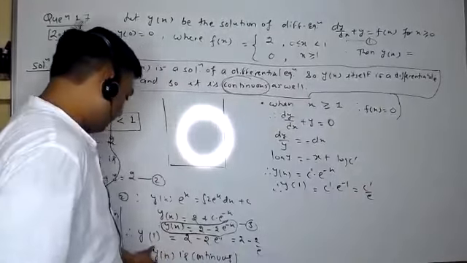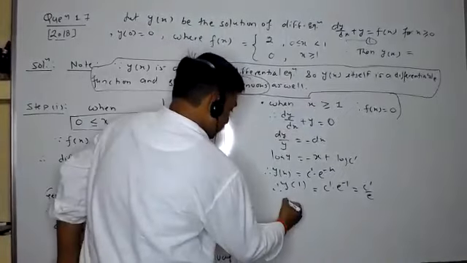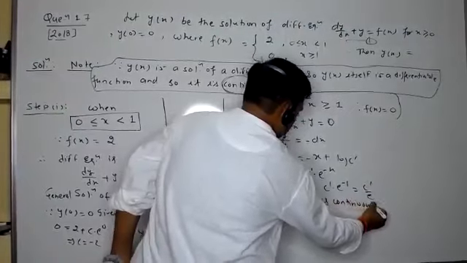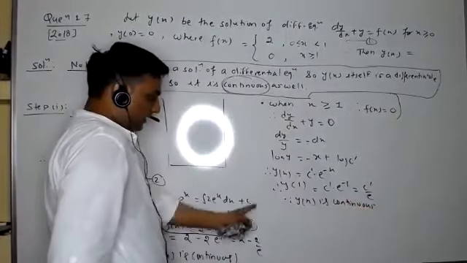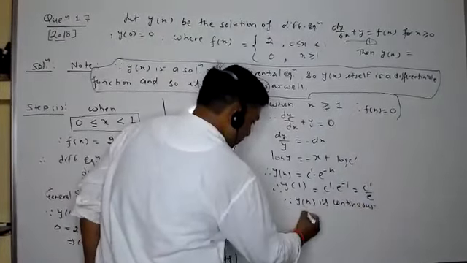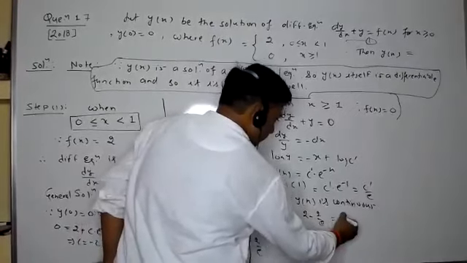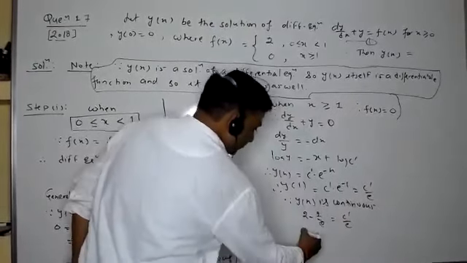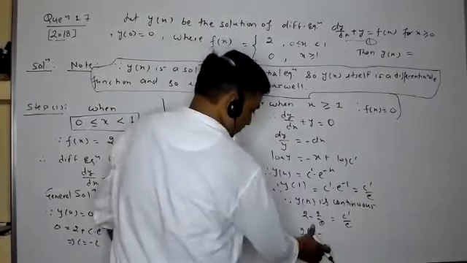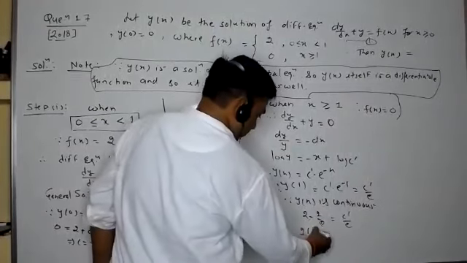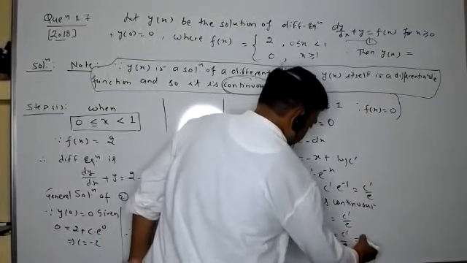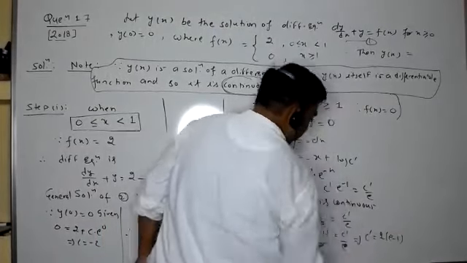But y at 1 क्या मिल रहा है? So since y of x is continuous, the left hand limit and the right hand limit must be same. So ultimately you got 2 minus 2 upon 2e equals c dash upon e. This can be written as 2 into (e minus 1), that is c dash upon e, right? So this is right choice. c dash equals 2 into (e minus 1).